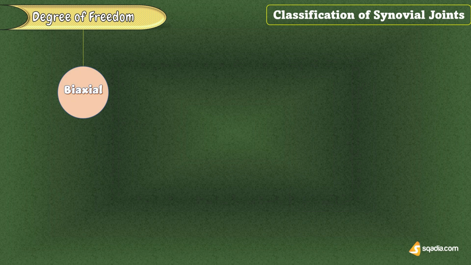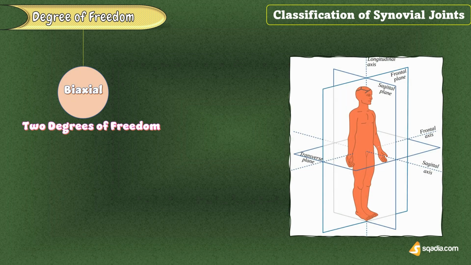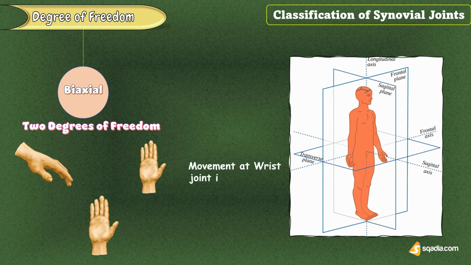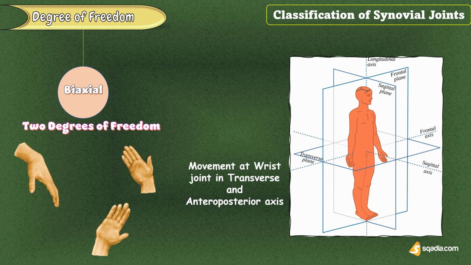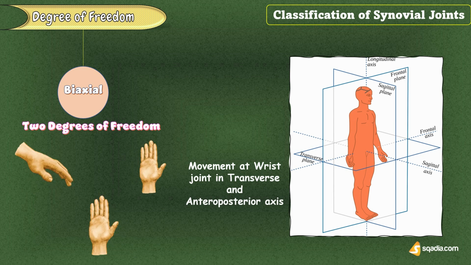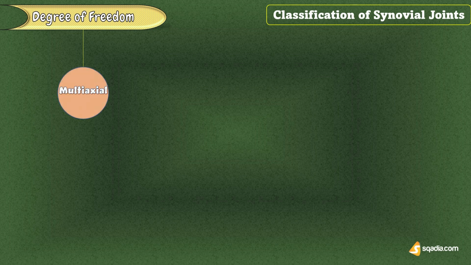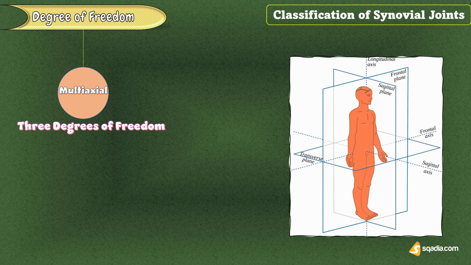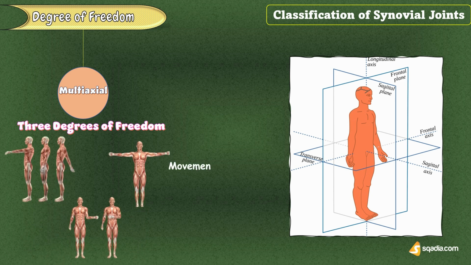The biaxial joints possess 2 degrees of freedom, meaning movement can occur in 2 principal axes. The wrist joint is an excellent example of the biaxial joint. The wrist flexion and extension occur around the transverse axis, and the abduction and adduction occur about the anteroposterior axis. Lastly, the multiaxial joints have 3 degrees of freedom and permit movement in all 3 principal axes. An example of such a joint is the shoulder joint, where circumduction can occur.